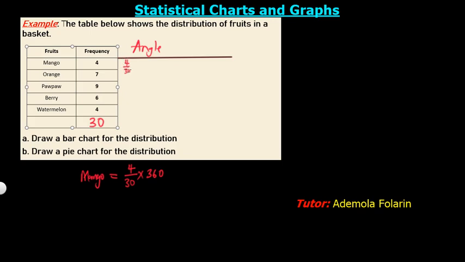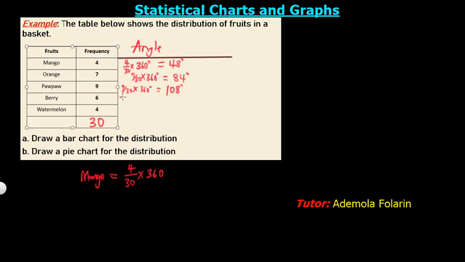That's 4 over 30 times 360 degrees. That will tell us what the angle will be. So that's 48. 48, that's the angle. We do the same thing here. 7 over 30 multiplied by 360 degrees. That's 84 degrees. Here we also do 9 over 30 multiplied by 360 degrees. That's 9 divided by 30 all multiplied by 360 degrees. That gives us 108 degrees.